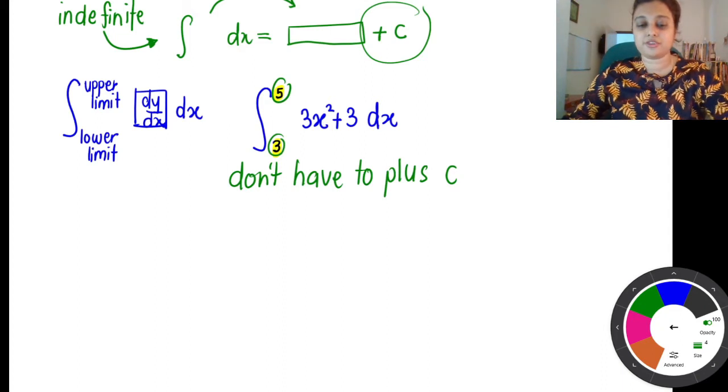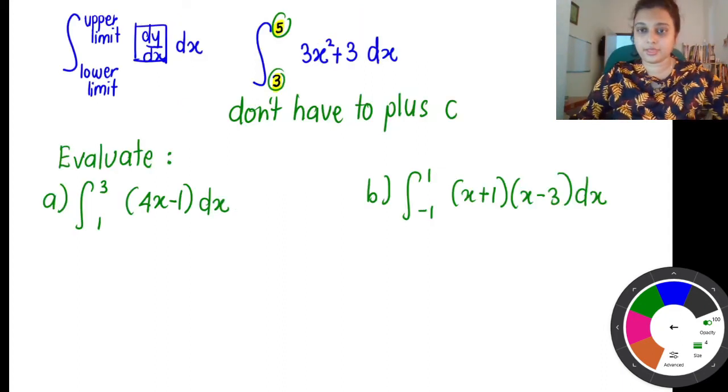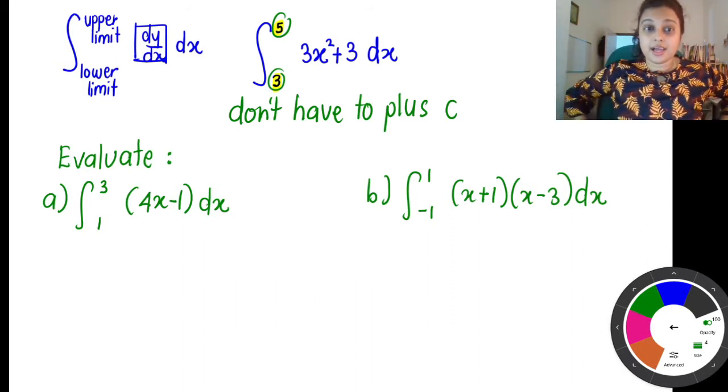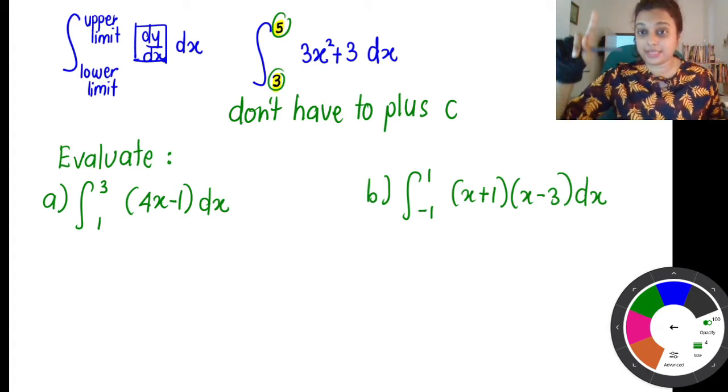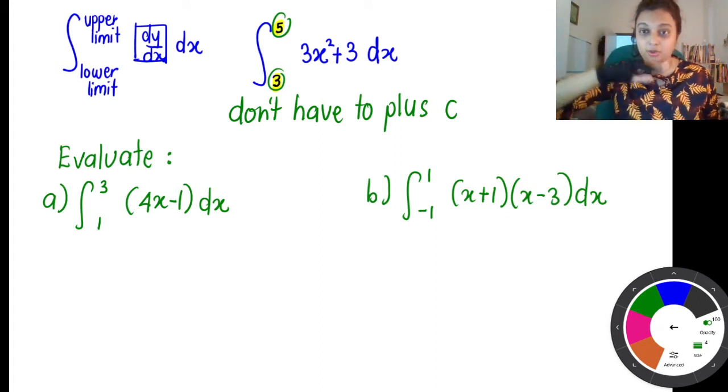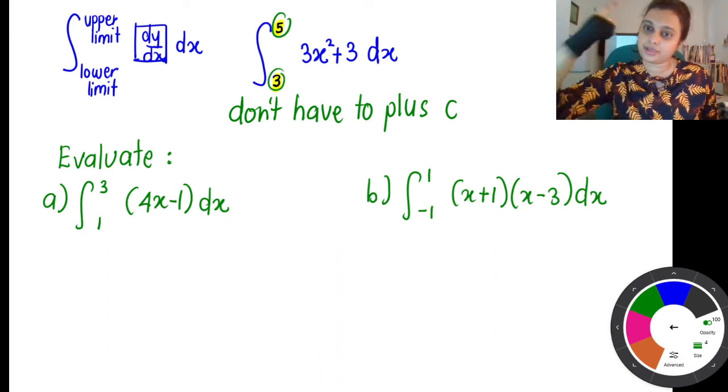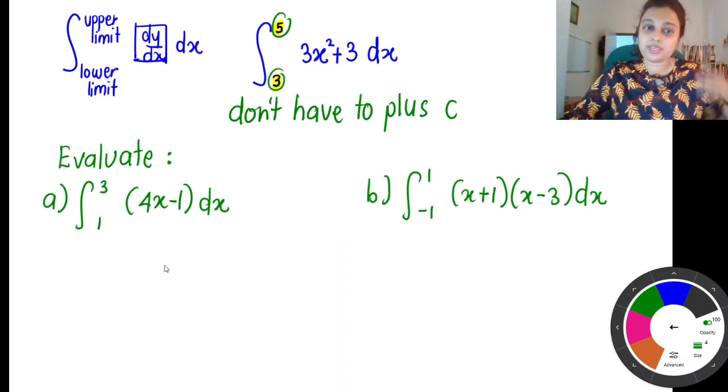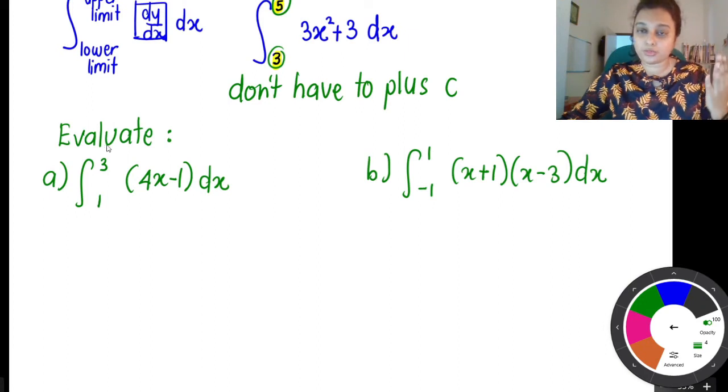Okay, now let's do an example of solving definite integral. We have the question now, which is the first question: evaluate the integration from 1 to 3. You have to read the lower limit first, then you read the upper limit. So do integration from 1 to 3 for 4x minus 1 dx.